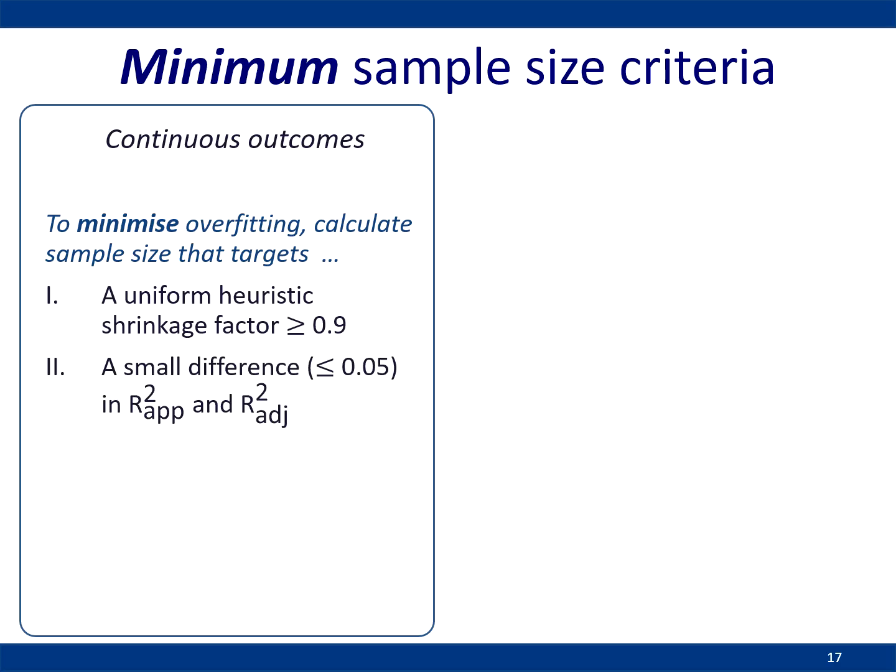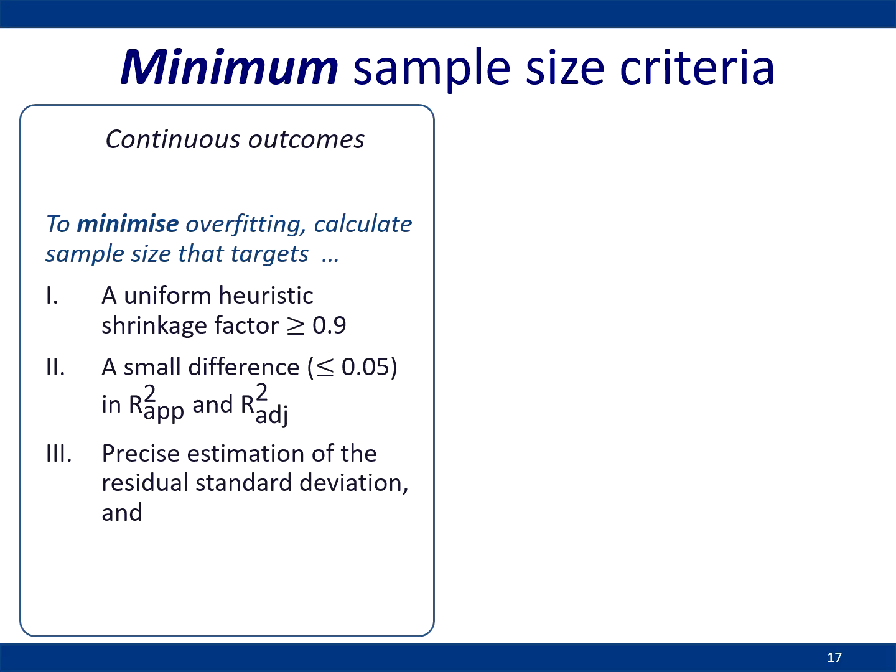The second criteria targets a small difference between the apparent R-squared and the adjusted R-squared. So again, this is a measure of optimism. Remember that the adjusted performance measure accounts for optimism in our development process. So if we target a small difference between these metrics, then we should have a very small amount of optimism. The third criteria is to precisely estimate the residual standard deviation. And the fourth, to precisely estimate the average outcome value, so essentially the intercept in the linear regression model.